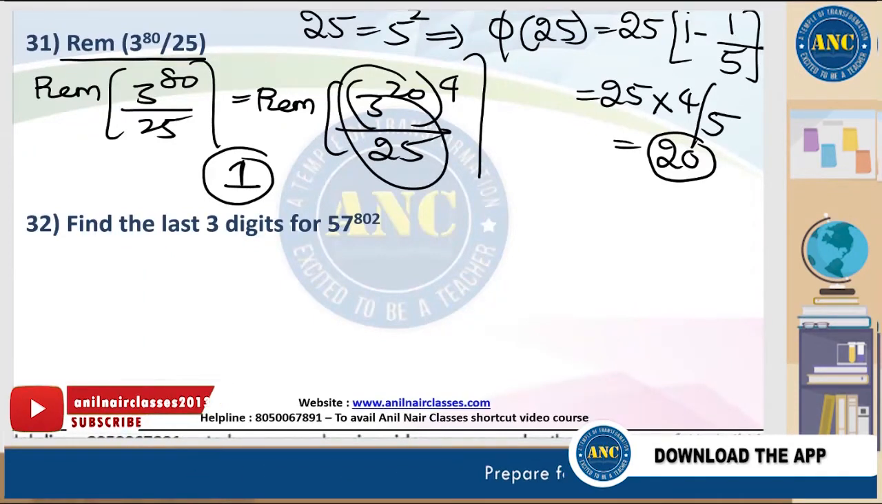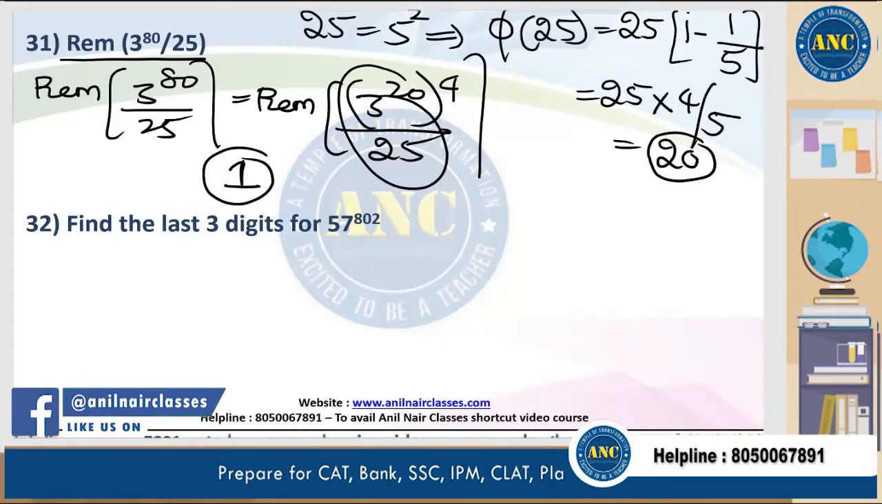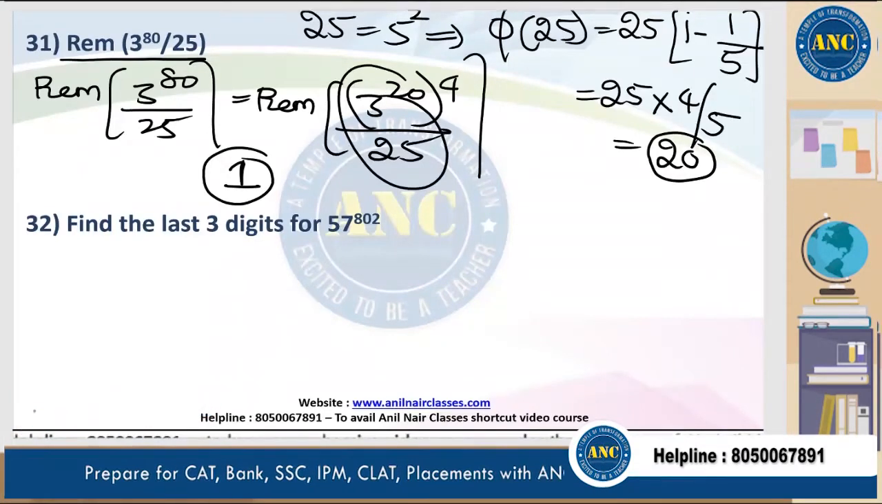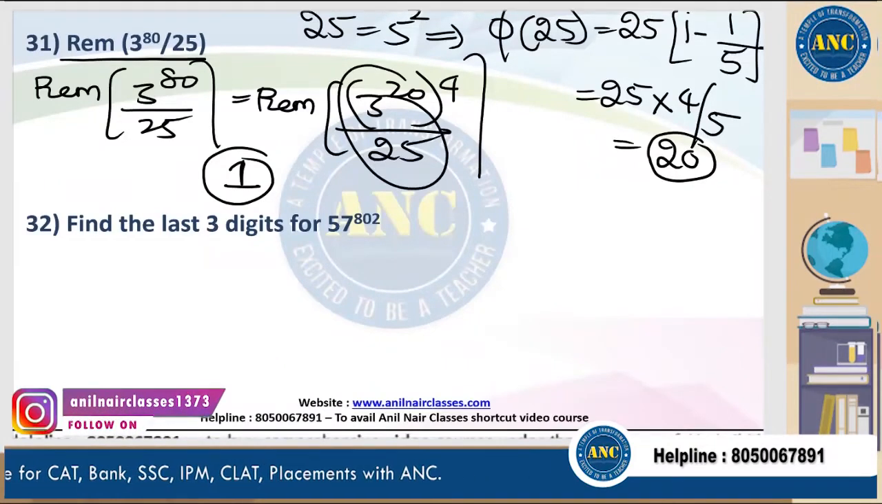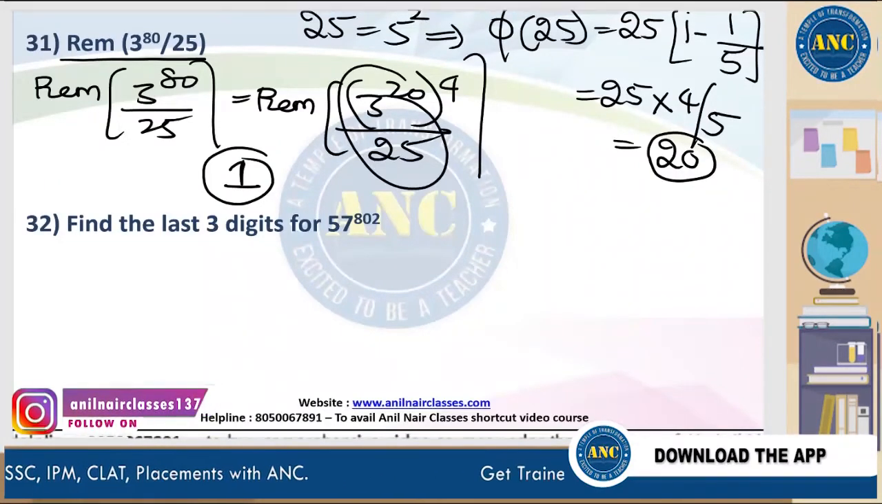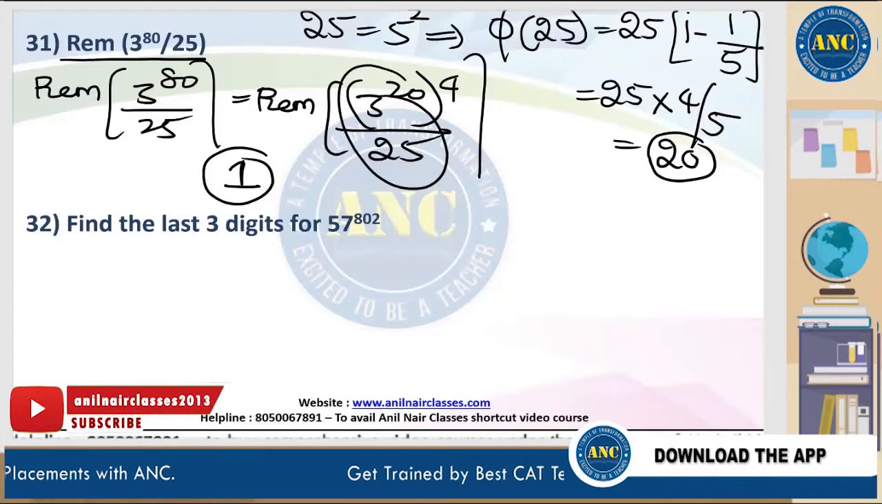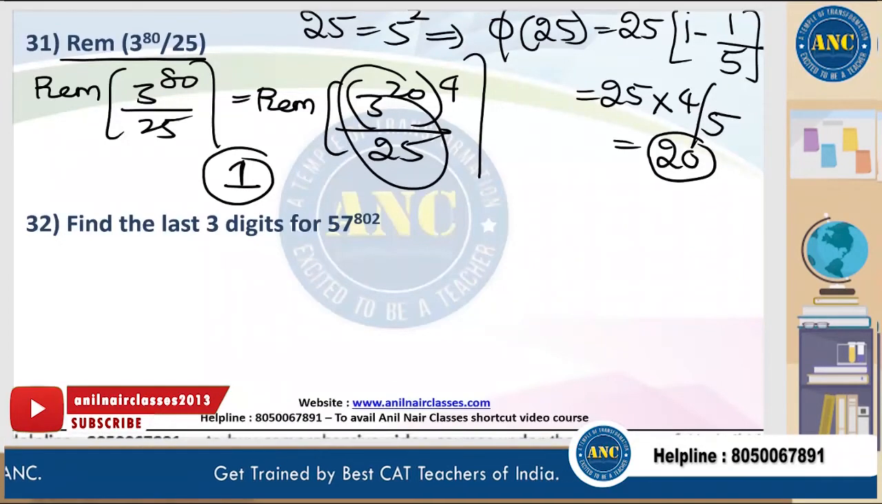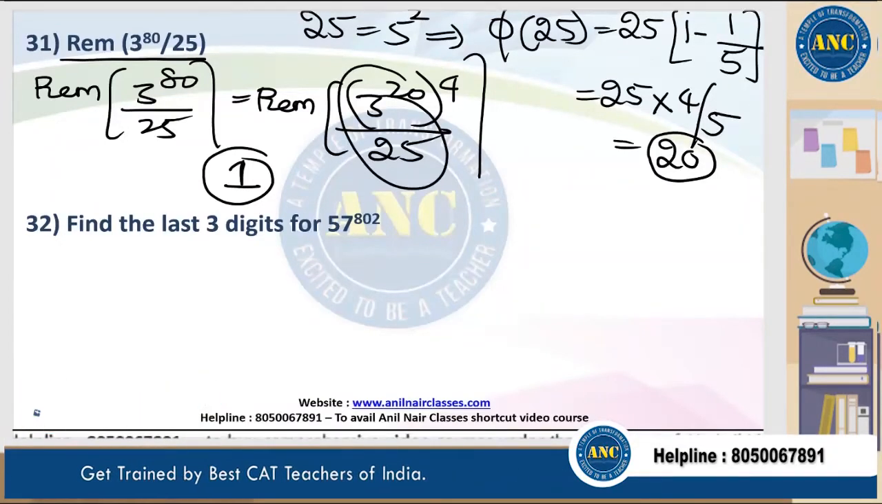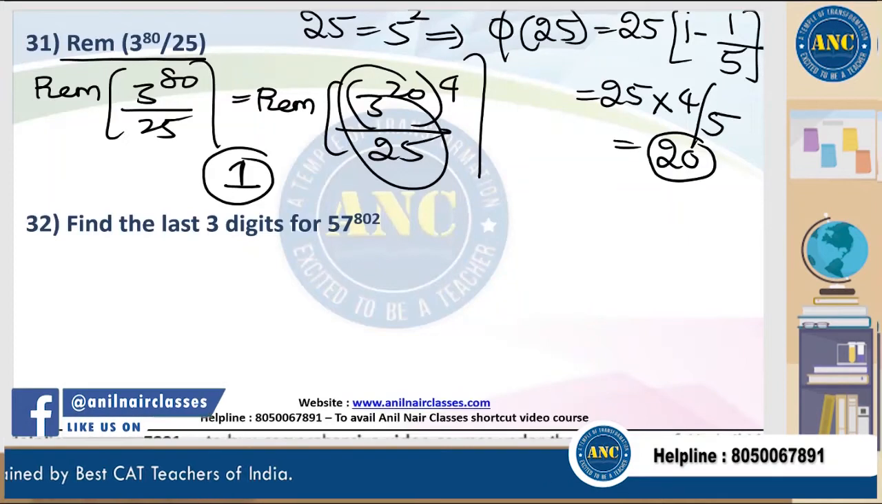25 is 5 square. Quotient function of 25 is 25 into 1 minus 1 by 5, 25 into 4 by 5, 20. So 3 power 20 power 4 by 25. 3 power 20 by 25 is 1. 1 power anything is 1. 31st, I hope it is clear.